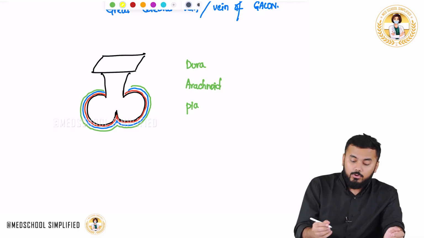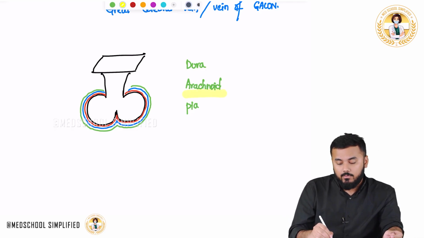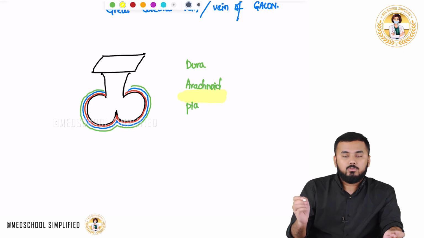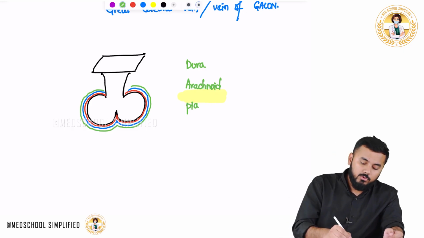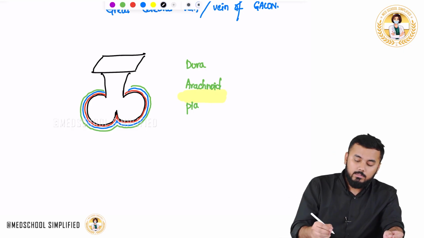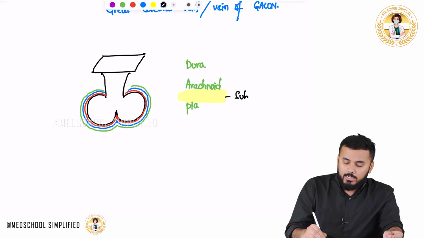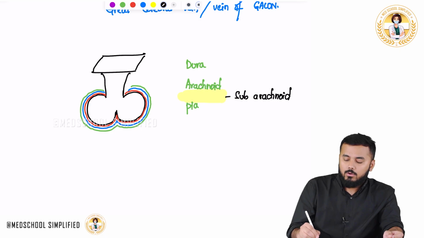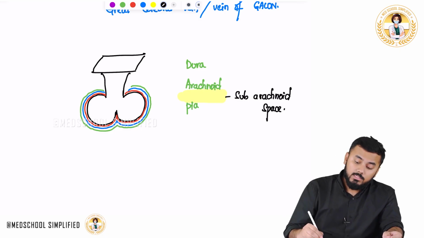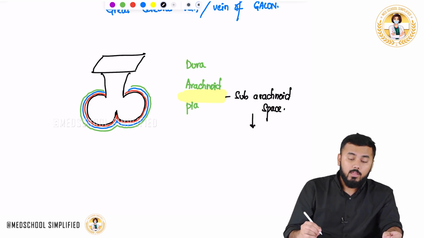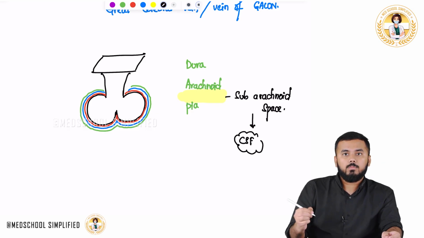But all of you know that just beneath the dura mater we have a space, and this space is called the subdural space. All of you know that, right? And beneath the arachnoid is the subarachnoid space. Now within this subarachnoid space, what do you usually have? Within this subarachnoid space you usually have CSF, right?